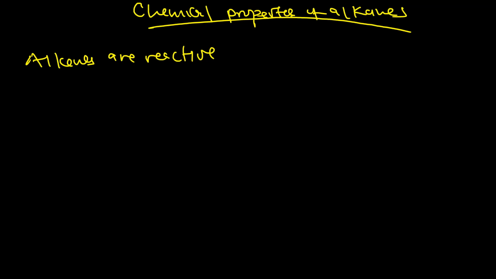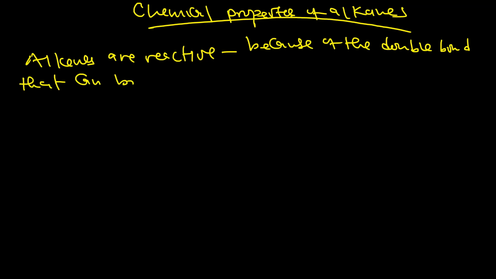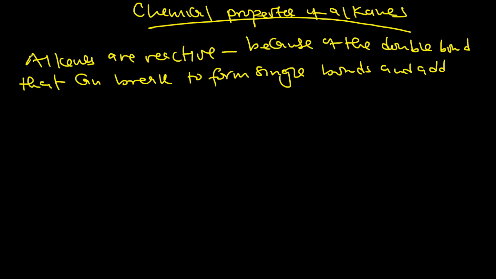Why do you think alkenes are reactive? Because of the double bond that can break to form a single bond and add other atoms. So they are reactive because of the double bond that can break to form single bonds and add other atoms. This is the reason why it is reactive.